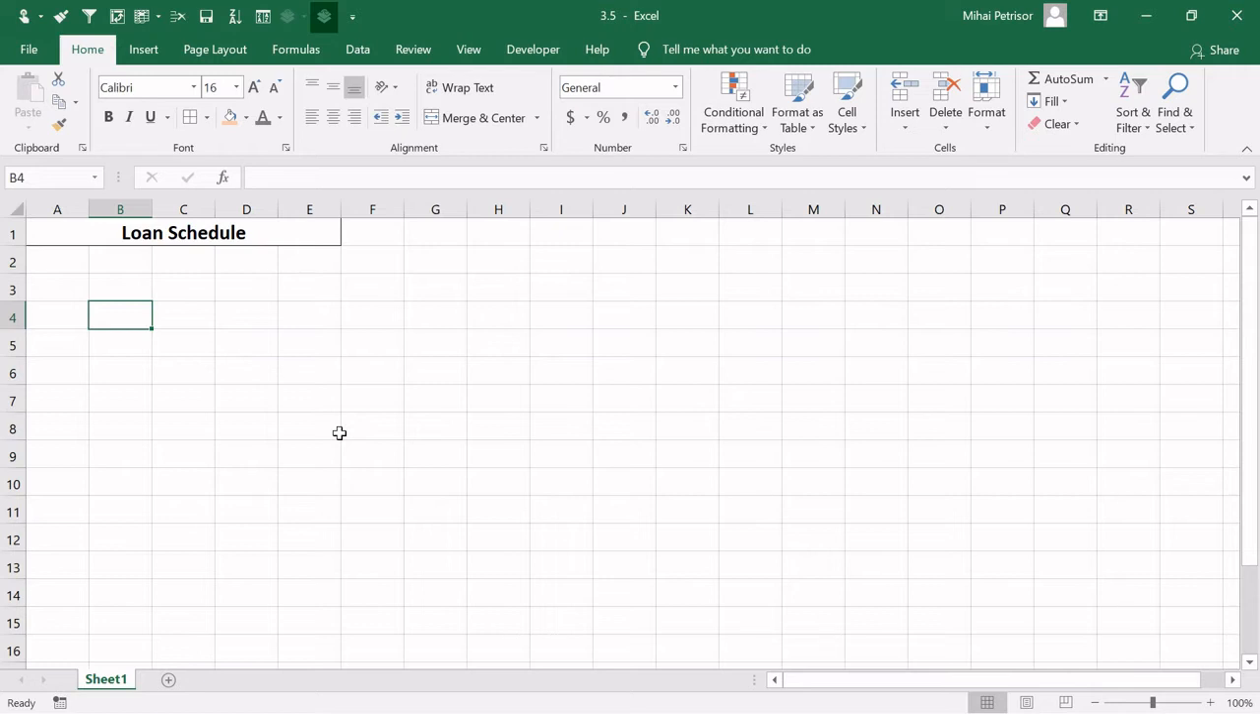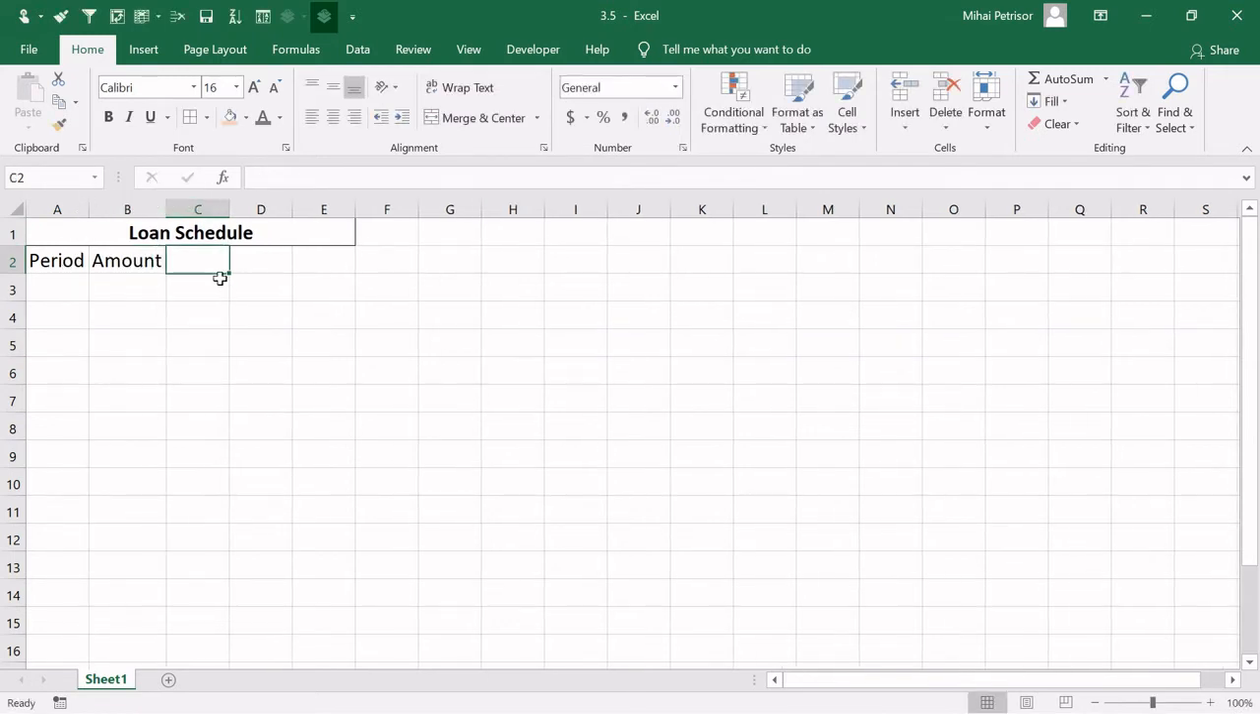First of all, let's create from zero a small template with the columns that are the most important in the loan schedule. These are the period, also the amount for each period. Then let's say that we need the interest, main debt, and remaining amount, let's say like this.